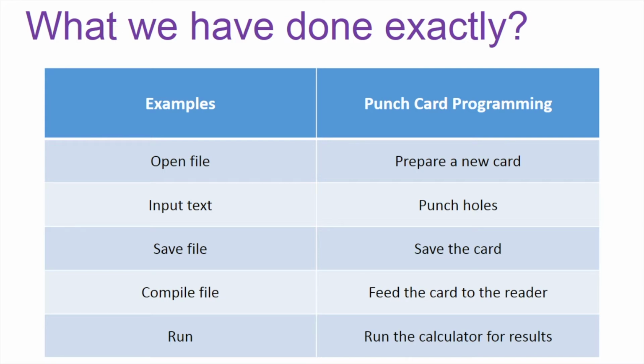What we are doing here is exactly like punch card programming. Open a file, it's like we are preparing a new card. The input text is like we're punching holes. Save the file means the card is ready, we can save the card to the box. Then we feed that card to the reader. It's like we are compiling the files to translate those languages into the machine language of 0 and 1, translate them into the real instructions the machine can understand. So then we can run the file. It's like we're running the calculator for the result.